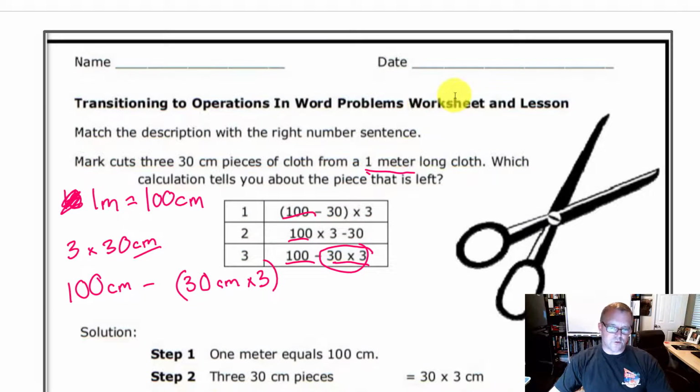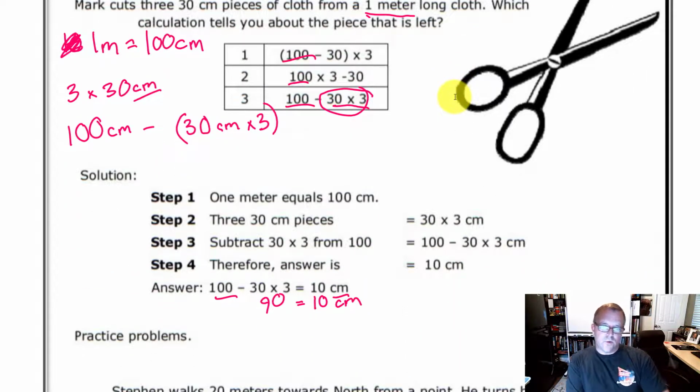What would happen if we use the other choices? Let's look at that. If we did number 1, I need to erase some of this out of my way. Okay, so if we did this one, we would have to do the parentheses first. So this would be 70. 100 minus 30 equals 70. And then we'd have times 3. What's 70 times 3? 210. Is that the answer that we need? No, it would not be the correct answer.